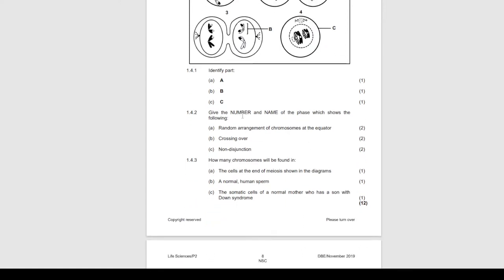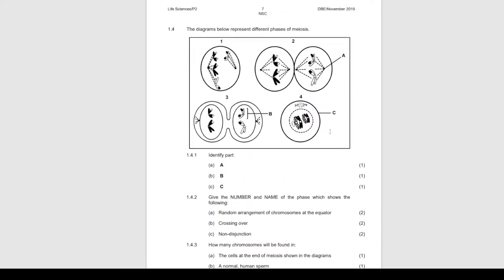They're saying, give the number and the name of the phase which shows the following: random arrangement of chromosomes at the equator. That's why I told you that you have to know these phases, that when it is like this, it means this. Random arrangement of chromosomes at the equator means that they are in the middle. When they are in the middle, it means it's metaphase.